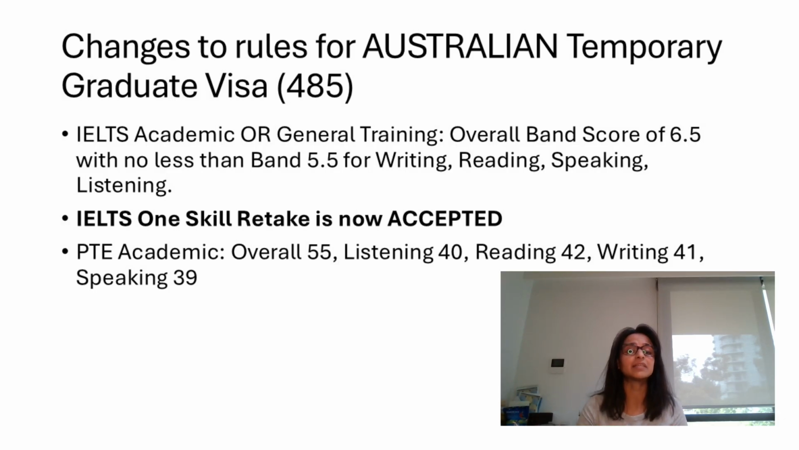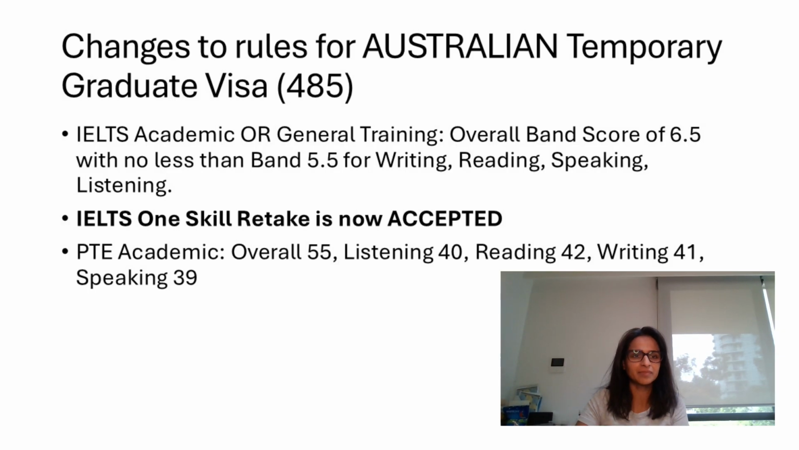For PTE Academic, they have not quite changed things yet. It's an overall 55 with listening 40, reading 42, writing 41, and speaking 39. Now, if we go back to our competent English, it still looks like it is actually somewhere between competent and proficient. Okay, so I'm not sure what they're doing with the 485. You can double check this. I may be mistaken. If I am, please leave a comment below because this is what I understood from the website itself.